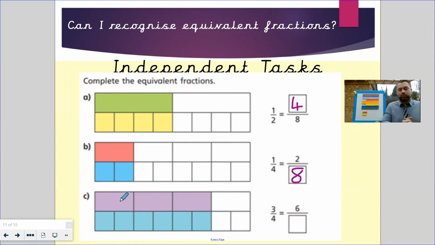And then for this last one, we've got 3/4, 1, 2, 3. And how many do we have here? 1, 2, 3, 4, 5, 6. We've got 6 shaded and 8 parts in total. So 3/4 is also the same as 6/8. Well done if you got all them correct.